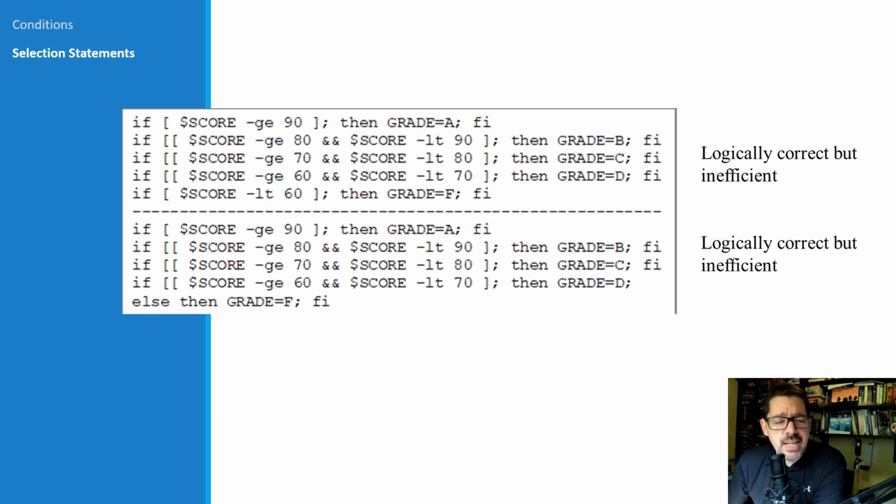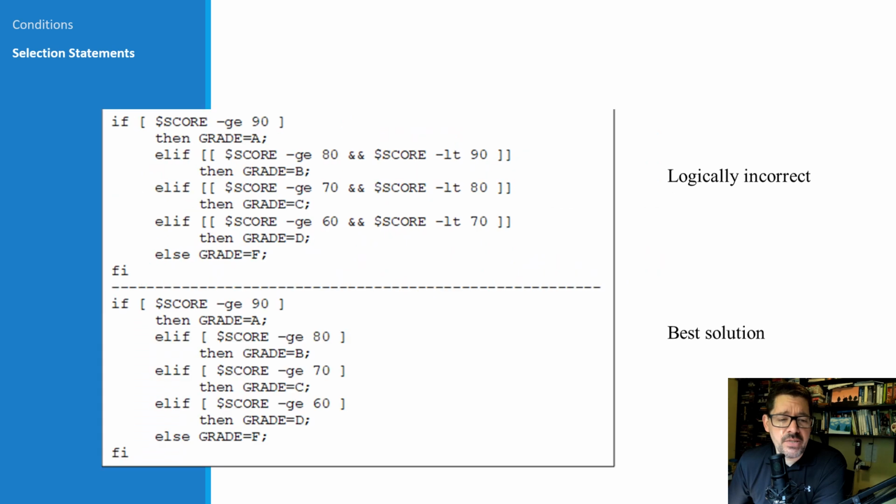The top one is logically correct, right? That's going to calculate the accurate grade, but it's very inefficient, as is the bottom one, right? So both of these will work, but they're not very efficient. There's probably a better way to do this.